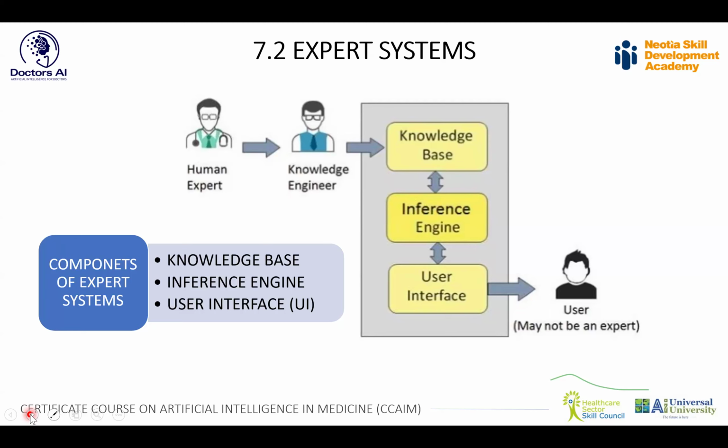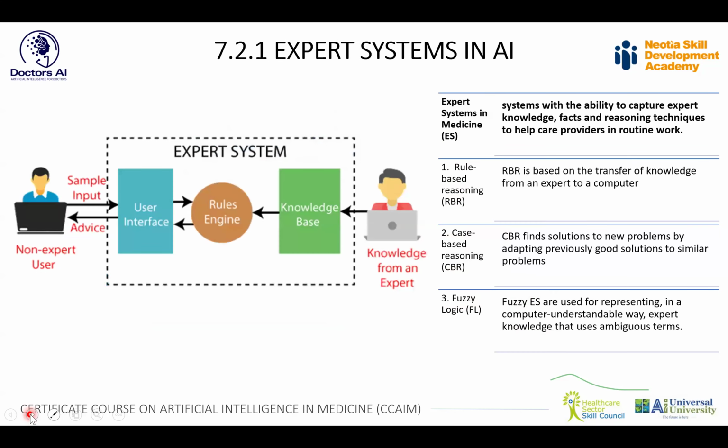So you want a human expert to give inputs to the knowledge engineer, build the knowledge base, and have an inference engine from where you draw the inferences, like what your RAGs do these days. And then you have the end user, using a user interface to generate the output, right? So there are basically two different types of reasoning that happen in an expert system. One is rule-based reasoning and one is case-based reasoning.